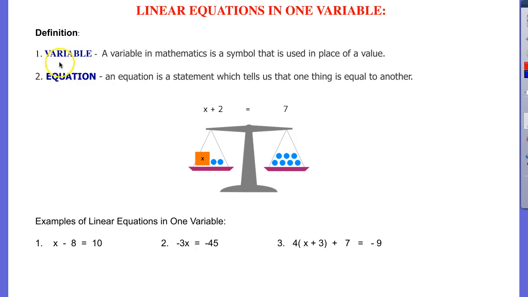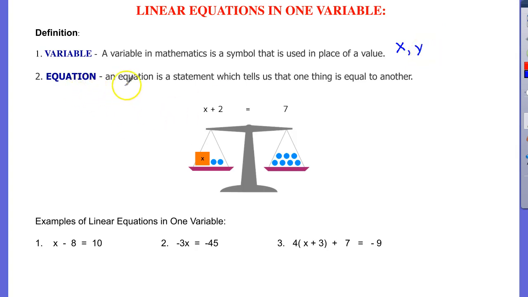terms, so let's review. Variable. A variable in mathematics is a symbol that is used in place of a value. So basically, if you are finding the value of a number, you use any letter to represent that number. So it can be any letter. Most of the time, they use the letter X or Y, but it can be any letter.